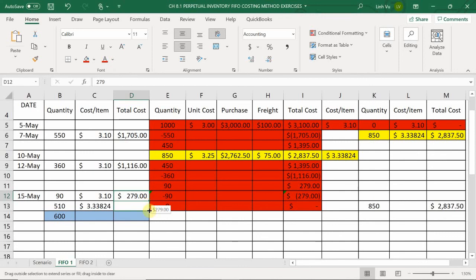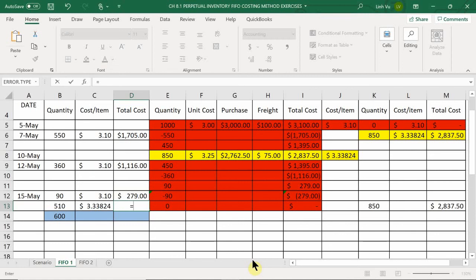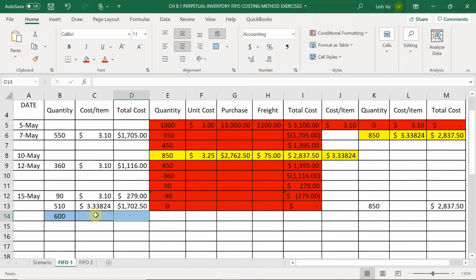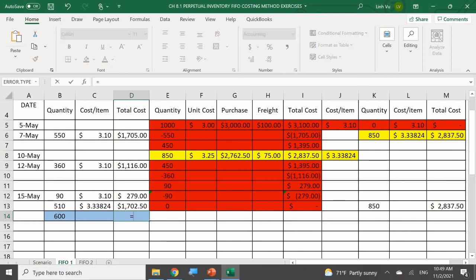Okay? So in this case, right, let's calculate that. What is my total cost of goods sold for selling 510 units at 3.33824? $1,702.50. Right, I didn't do my equal round formula. Good. So once again, I'm going to add these two numbers up. So that means me selling a total of 600 units cost me a grand total of $1981.50. So I just added the two numbers up together.